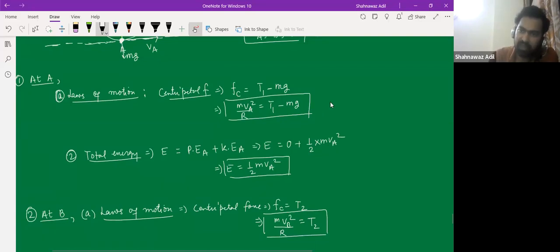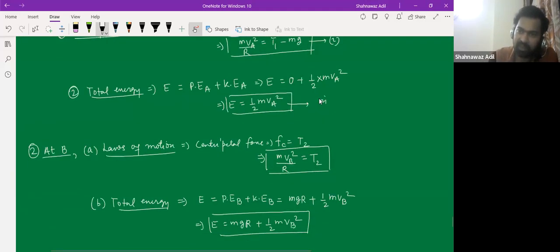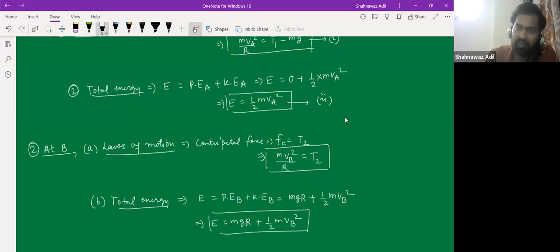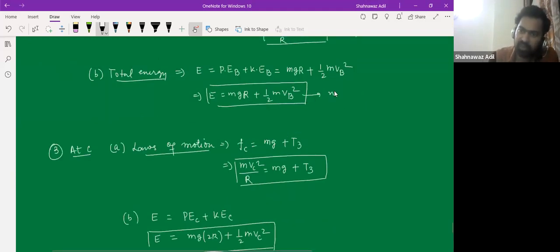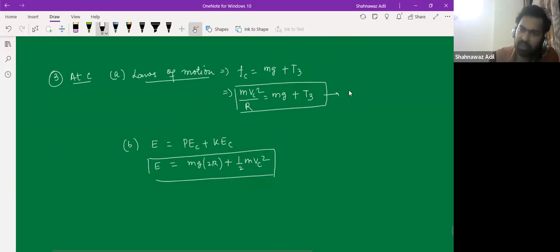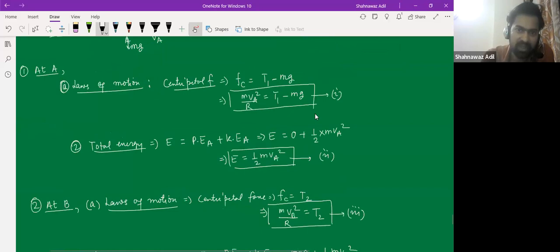So this is first equation, right? And then I have this is my second equation. And then I have this third equation. And then I have this fourth equation, right? And then I have this fifth equation. And then I have this sixth equation. So I have these six equations. And solving these equations, I can get the different results, right?